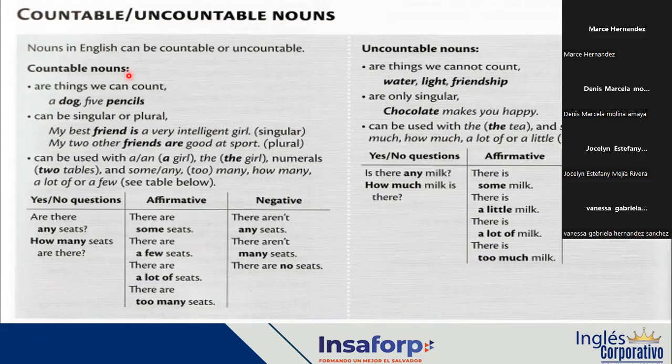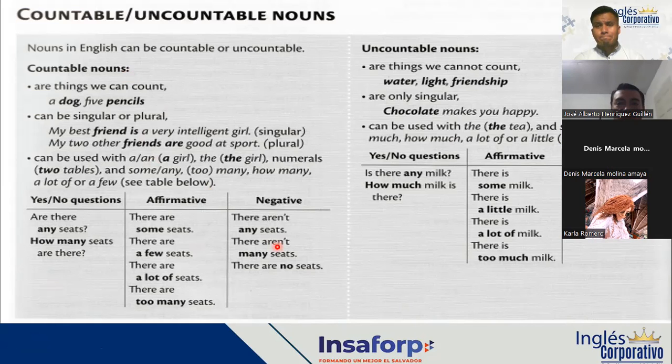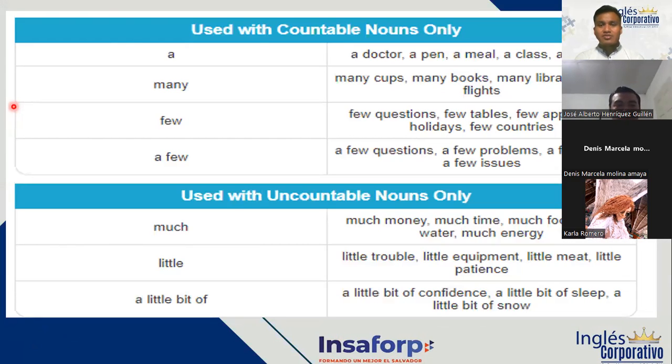Is there any question so far? ¿Alguna pregunta en este momento? In a yes or no question, is there any milk? La respuesta sería yes. No. Porque si yo digo yes, eso es positivo. ¿Y cuál es uso para lo positivo? Some. Entonces, aunque yo tenga any en la pregunta, si yo digo, is there any milk? Aquí está la afirmativa, ¿ve? Some milk. Okay. Great.